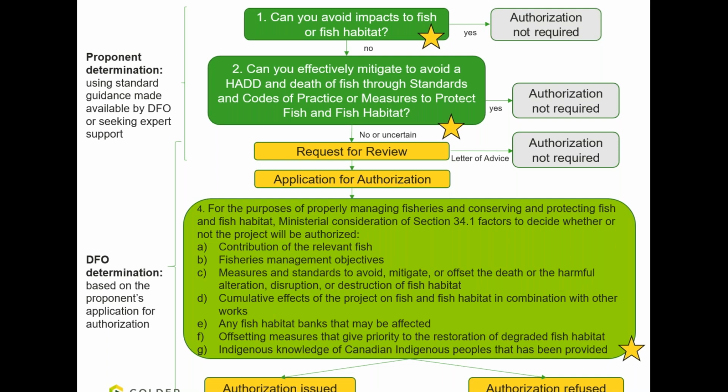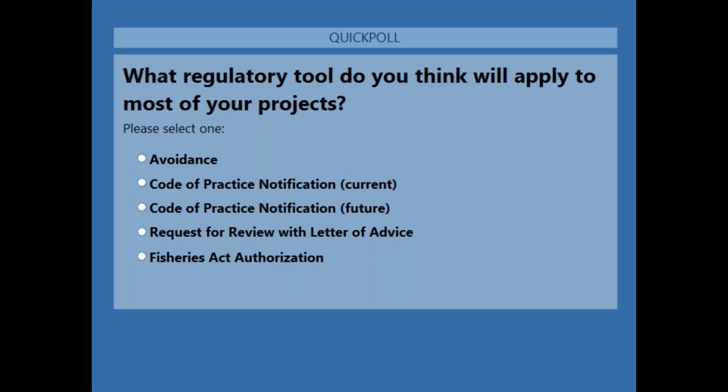So I think we've got another poll question here quickly, Leah. So again, with that overview, just a sense of what regulatory tool applies most to your project. I had two code of practice notifications in there, one for current, which is again just limited to the two, or what you're hoping for as a future code of practice. So that might include culvert maintenance, beaver dam removal, working in the dry, even considering what might have been available under the old operational statements.